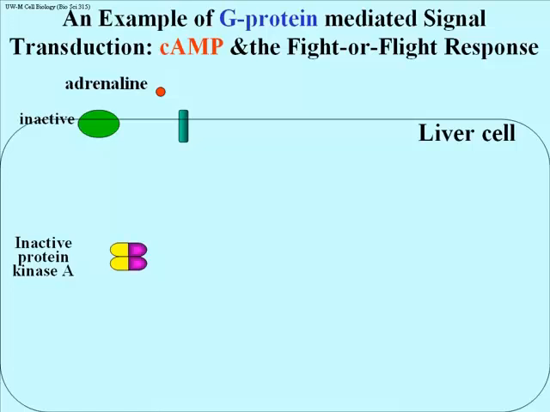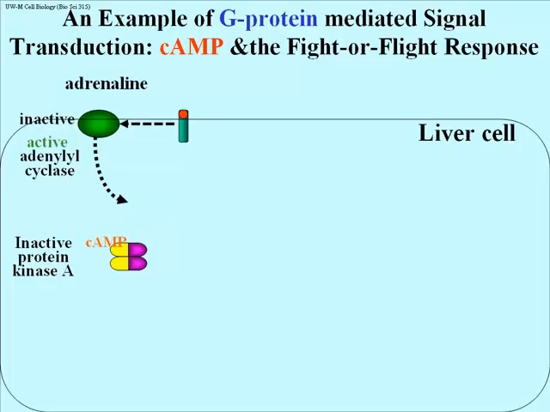a hormone so polar it cannot get into target cells, in this case liver cells. After adrenaline binds its receptor, the G-protein mediated response, not shown in detail here, activates adenylyl cyclase, which results in cyclic AMP synthesis, which is shown here.